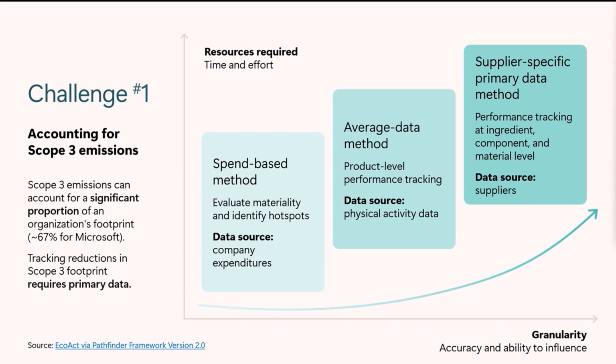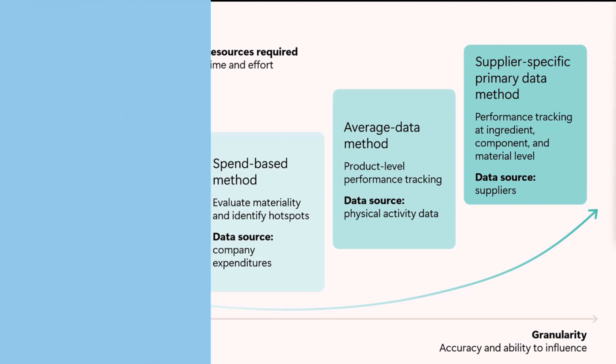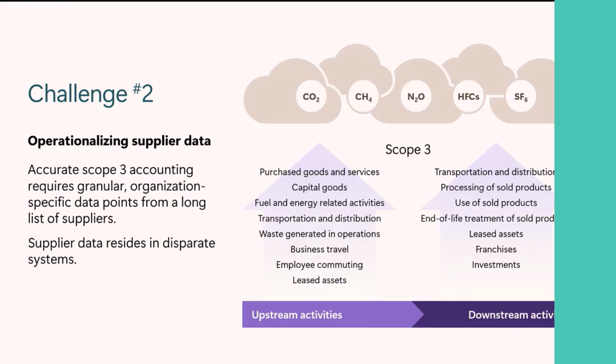If I'm using industry averages, which are the left two boxes, I might not be able to understand the impact of changing a supplier or swapping out a material. However, as this diagram shows, using primary data takes time and effort. There are a few main roadblocks with moving to primary data. Number one, the list of value chain partners can be quite extensive for large organizations, and it can be hard to get data at the required granularity. And number two, once an organization has this data, it can be difficult to integrate into the carbon accounting process.